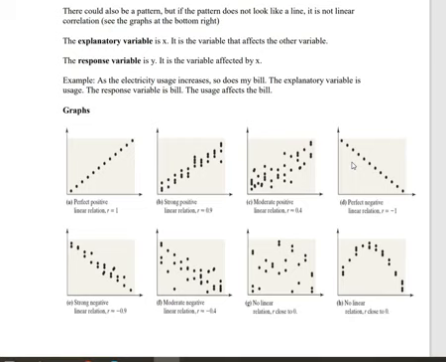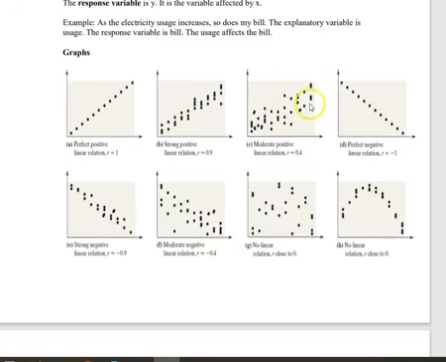Usage affects the bill. So let's look at our first row of graphs. A is a perfect positive correlation because it's a perfect straight line, and that would be a correlation of 1. The variable for the linear correlation coefficient is r. Let's look at B. It's pretty close to a line, but it's not a perfect line like A. So it would probably have a correlation coefficient r pretty close to 0.9.